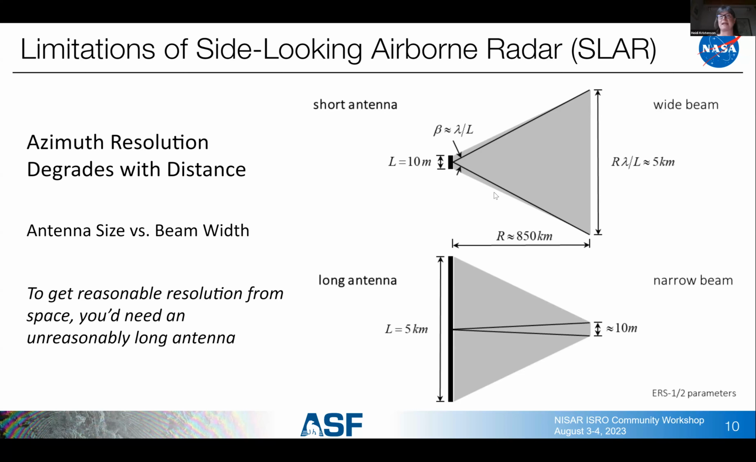You could get around that by having a much longer antenna. So if you had a 5-kilometer long antenna, you could get 10-meter resolution, but it's completely impractical to fly a 5-kilometer long antenna on a spacecraft.